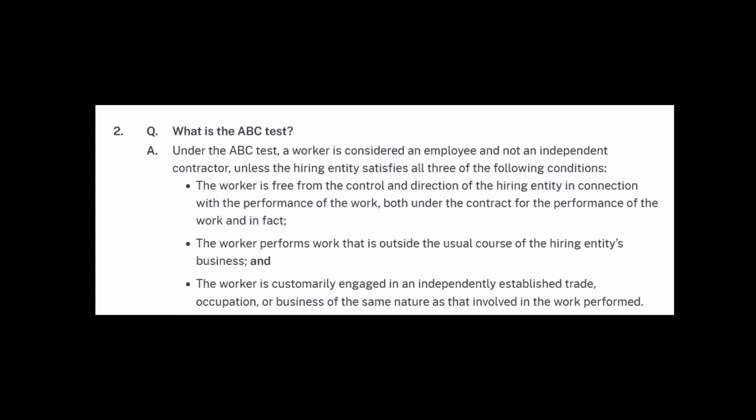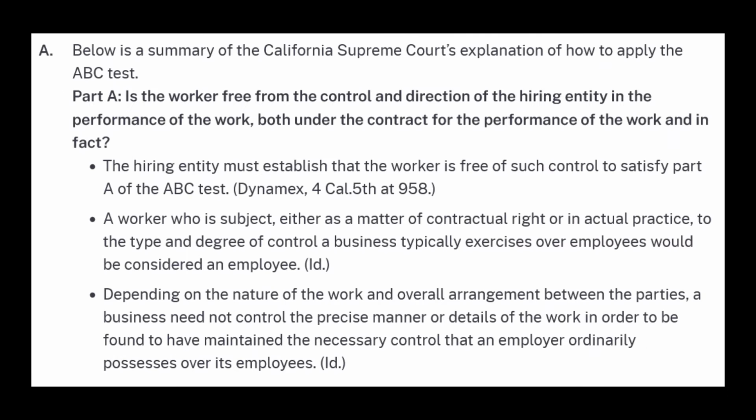A worker is considered an employee and not an independent contractor unless the hiring entity satisfies all three of the following conditions. Number one, the worker is free from the control and direction of the hiring entity in connection with the performance of the work, both under the contract for the performance of the work. This means that if you are hiring an independent contractor, you have absolutely no control over their work in essentially any way. You are hiring them to do a specific job, task, or duty with their own judgment on skills, how to complete that job, and when to complete it.